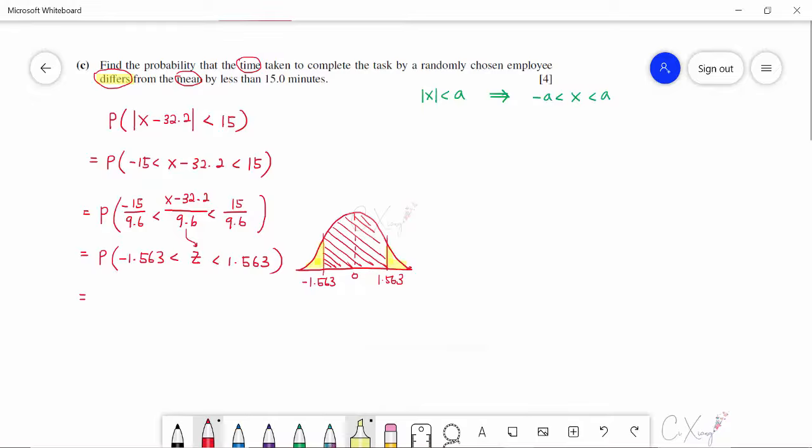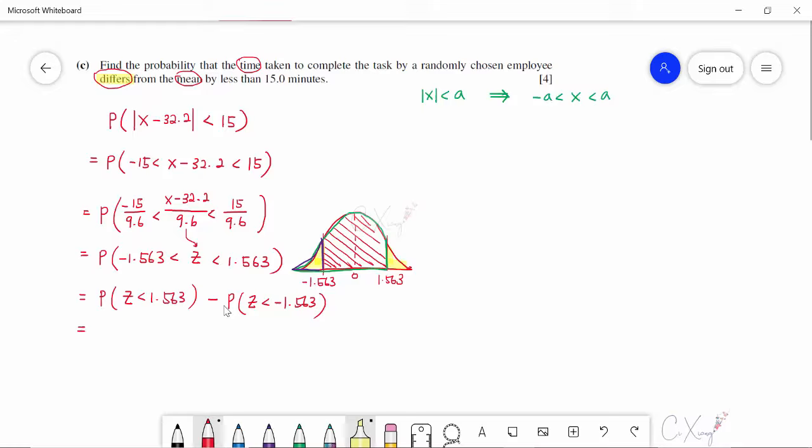So for me, I will generally use this one. I'm using z smaller than 1.563. When I have z smaller than 1.563, it means this area, the green color part. And then I will minus the probability of z smaller than negative 1.563. When I minus this, it means the purple color part. So you can see that the green color part minus the purple color part, I will get the area that I want. Okay, so this is the method that I'm using here.